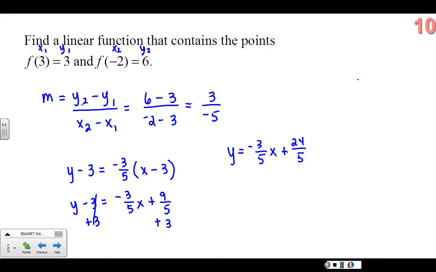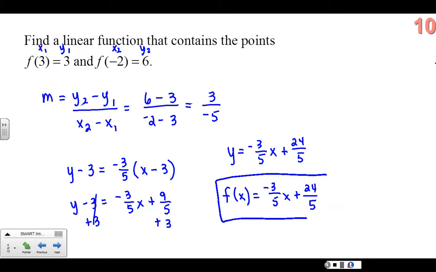So if we wanted a linear function, this is actually the form that we want our equation in because it's already solved for y. So we don't want to do a standard form on this at all. It's -3/5 x plus 24/5. That is linear function form.